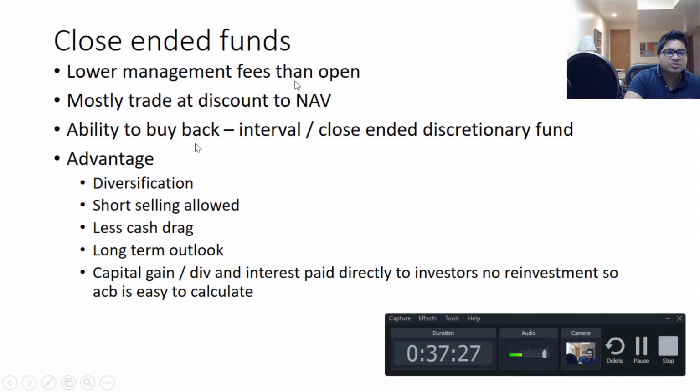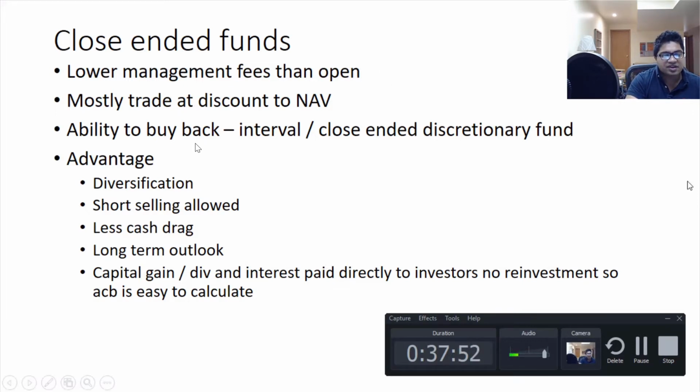Next is close-ended mutual funds. These are midway between open-ended mutual funds and ETFs. A close-ended mutual fund works like this: you give money to a fund manager, the fund manager issues you units, and those units are listed on a stock exchange. So it provides liquidity by listing its units on the stock exchange.